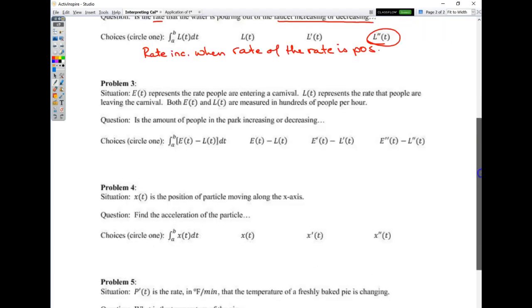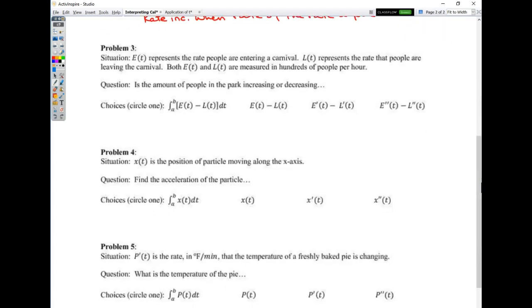All right, hopefully you had enough time to pause the video and get started. Let's take a look and see how we did. We'll save number 3 for last. Let's deal with the easier ones first.